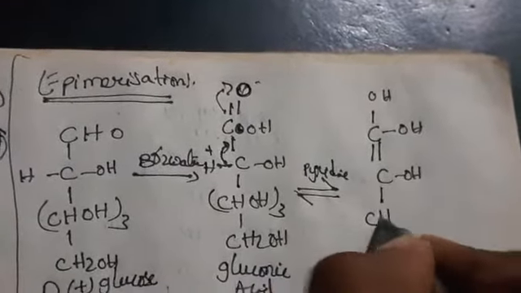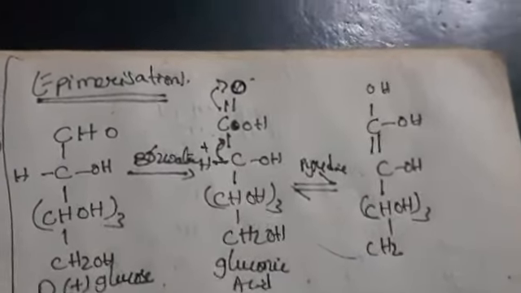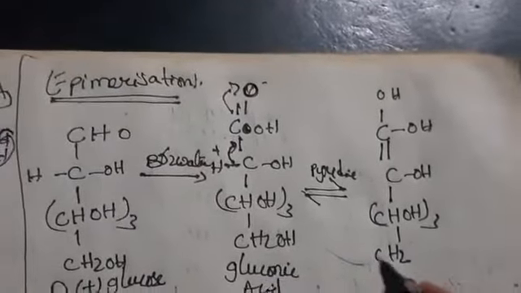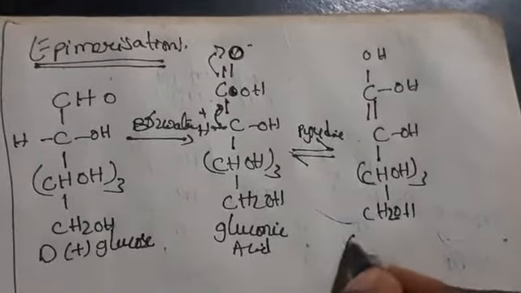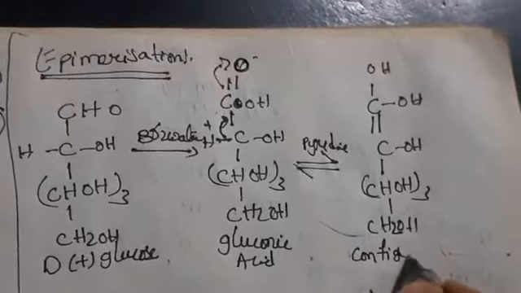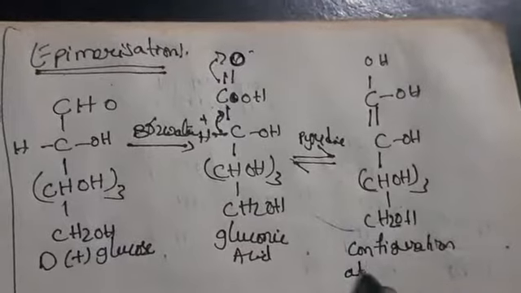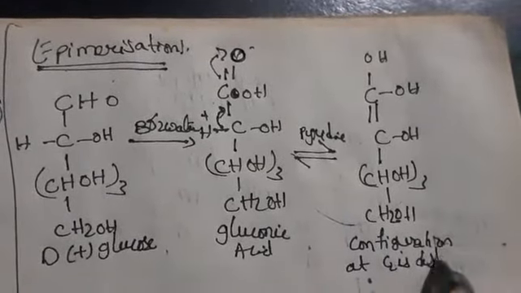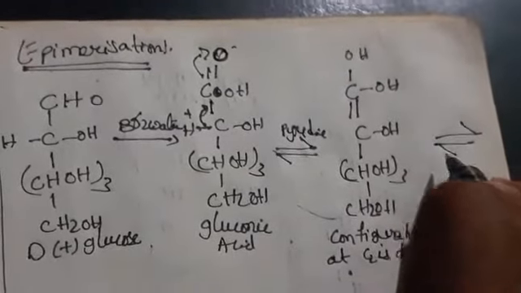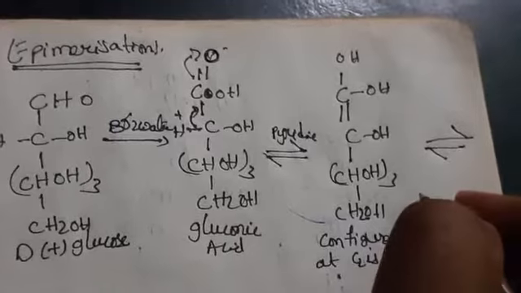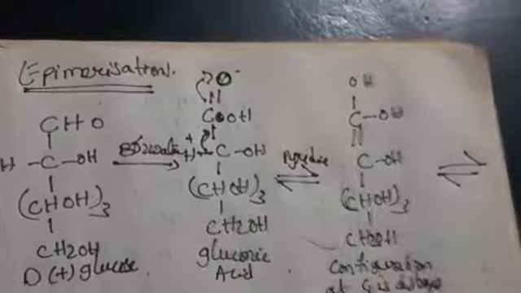COH, CHOH twice, CH2OH. What is happening here? The configuration at the second carbon is destroyed. Configuration at C2 is destroyed here. Okay, so this one can be written like this also, no? Again what I am doing here, the OH will come to this side.